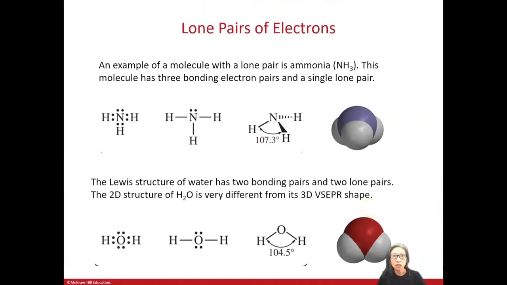Lone pairs of electrons have an effect on the 3-dimensional molecule shape and the molecular views and space-filling models that you can see. The lone pair of electrons on this ammonia, this one pair, forces the 3 bonds downwards into the low pyramid shape instead of, say, spacing evenly out into the trigonal planar or a flat triangle.